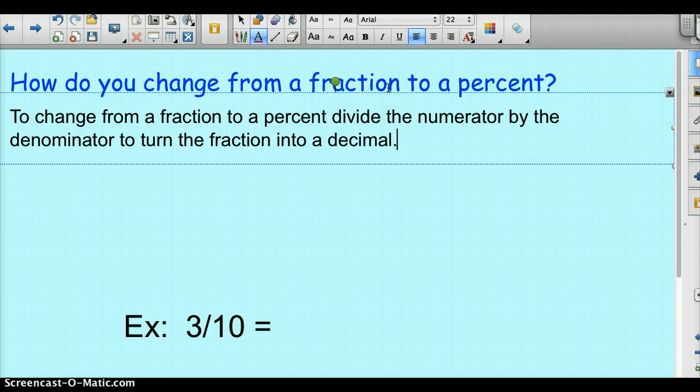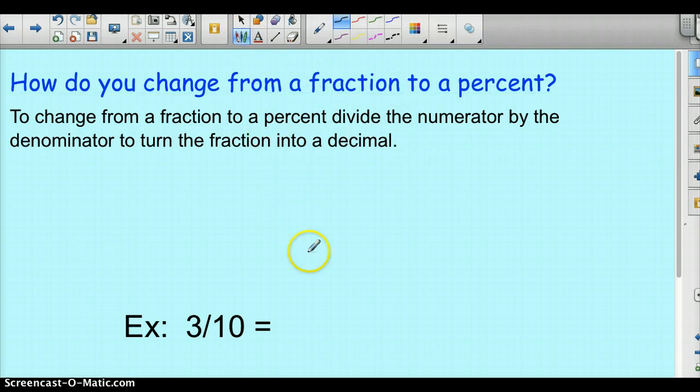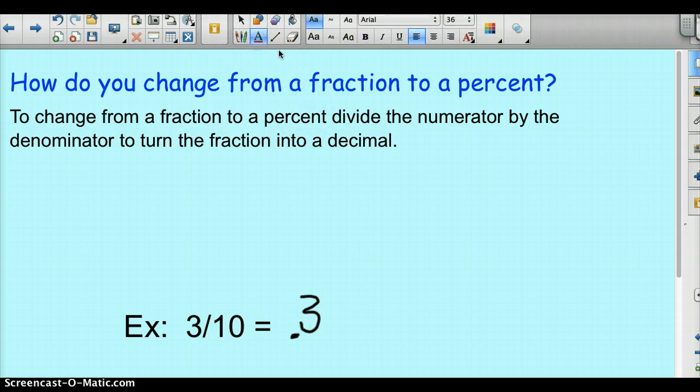So I'm going to come down to my example. There's two steps here. If I take my calculator and take 3 divided by 10, it would tell me the answer was 0.3. That's step one. Here's the problem. That's not a percent. We've got to convert it to a percent. So how do we take this decimal and turn it into a percent?